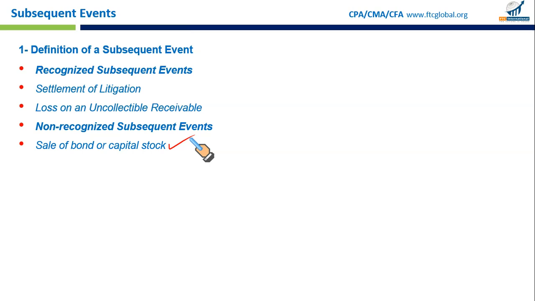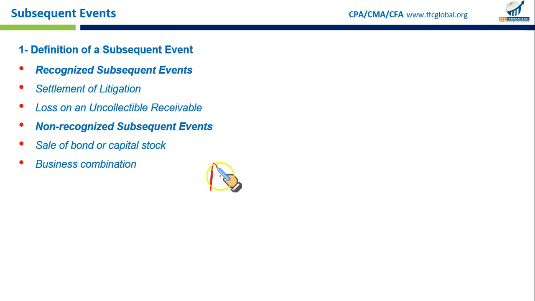If it happens, it doesn't affect the condition on the date and should not be recognized in the financial statement. Let's say the amount involves $2 million in bonds and these bonds were issued after the balance sheet date. This does not need to be recorded in the financial statement, but you may mention it in the notes. Business combination. If one company merges with another company after the balance sheet date, this event should not be recognized in the financial statement for the period.